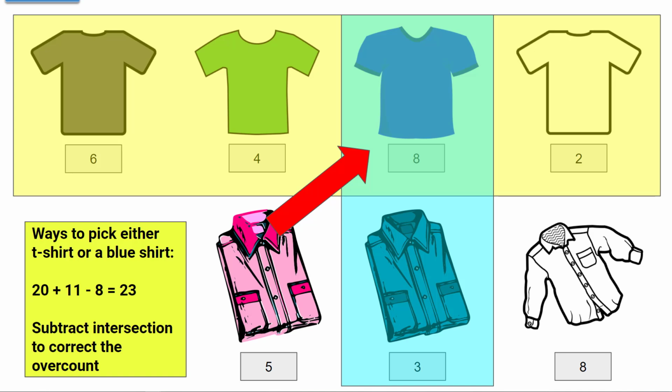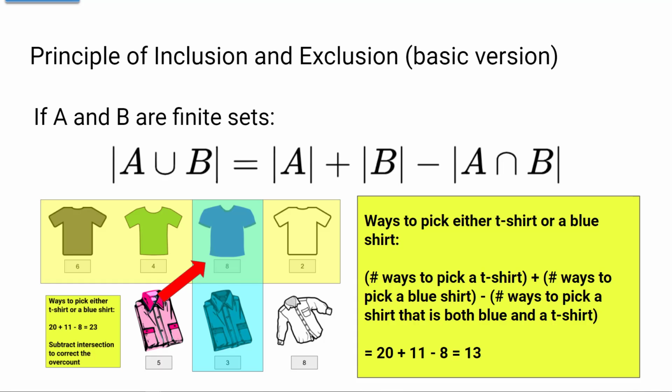The reason that the additive principle didn't apply here directly is because the bins aren't disjoint. The two events or outcomes of my choice, either a t-shirt or a blue shirt, can overlap because there are some shirts that are both. So instead of the additive principle, we're using a simple version of what's called the principle of inclusion and exclusion. It's phrased in terms of sets and cardinality.